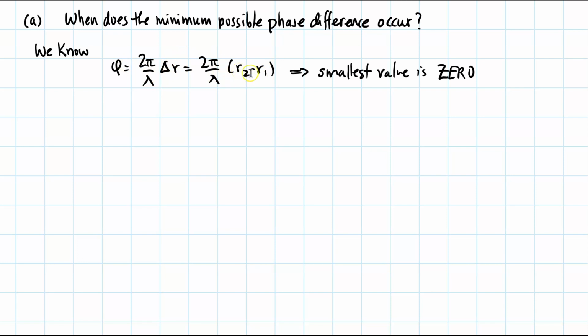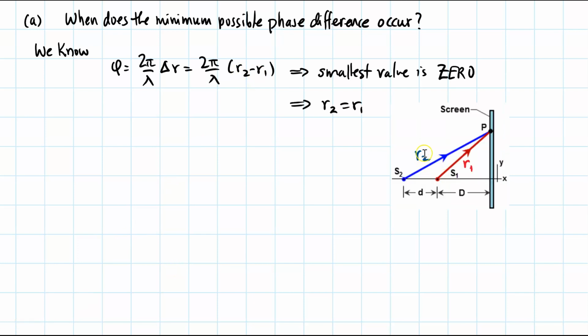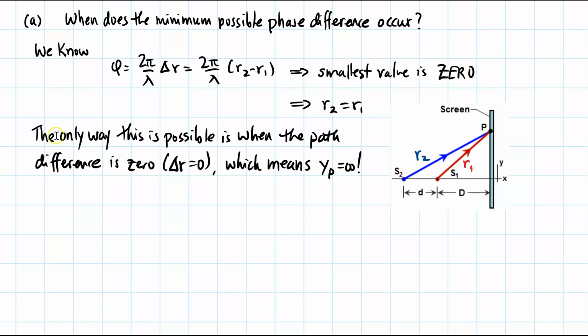When R2 is equal to R1. In the diagram, the only way R2 and R1 are the same is if this point P goes up to infinity. In summary, the only way this is possible is when the path difference is 0. In other words, delta R is equal to 0, which means that y of P has to be at infinity. That means both of these rays are vertical.